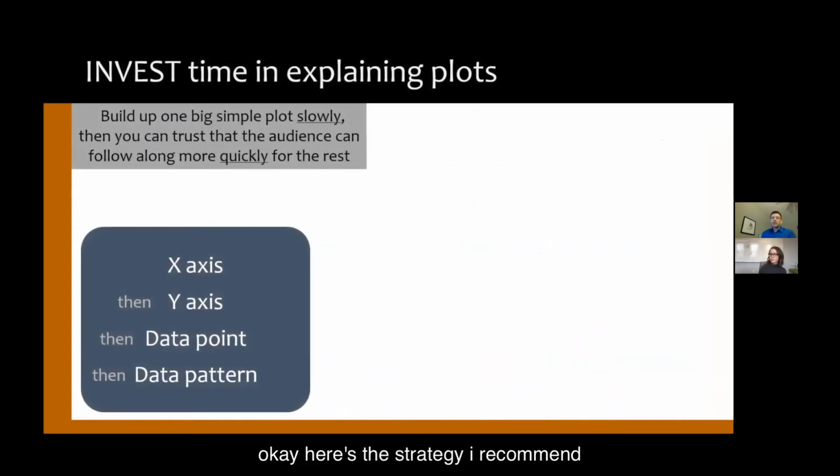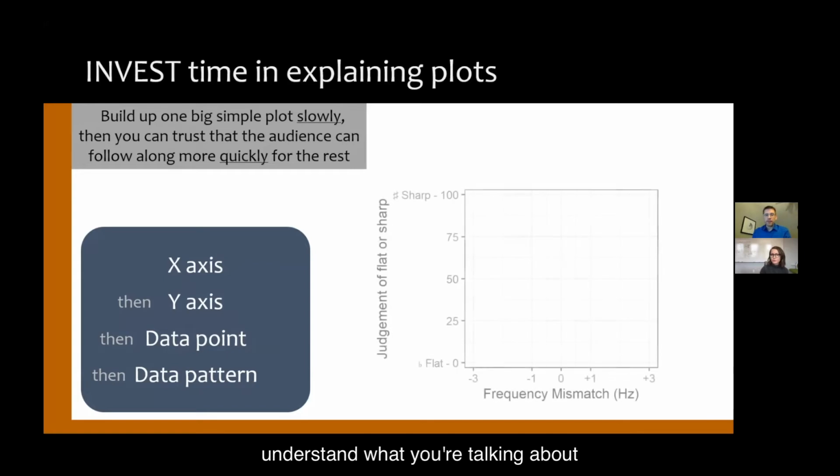Okay, here's the strategy I recommend, which works for most plots, not all of them, but for a lot of plots. The strategy is to first talk about the x-axis, then the y-axis, show one data point, and then show the data pattern. And I'll show you an example here. And this is an example of investing the time, slowly explaining one plot so that when it comes time to show the full data set, the audience is prepared to understand what you're talking about.